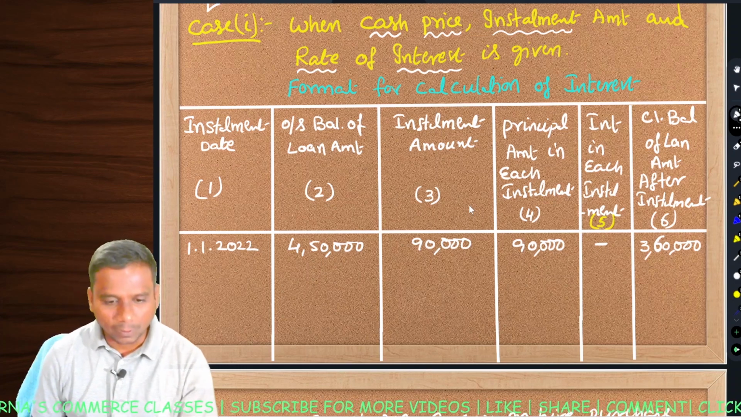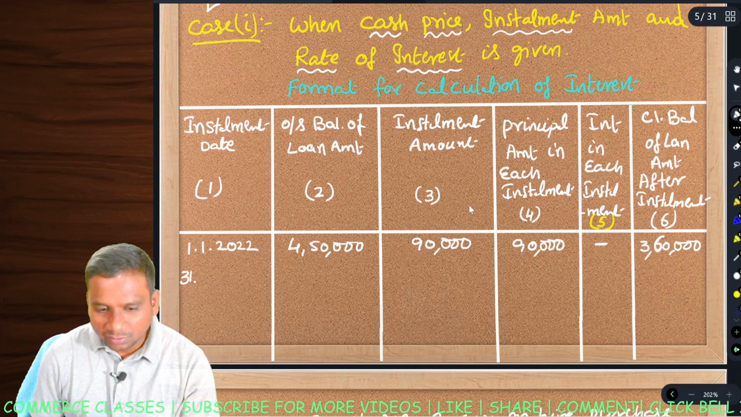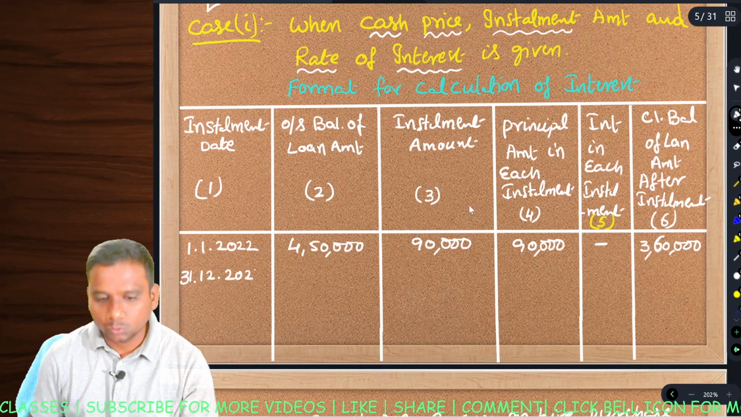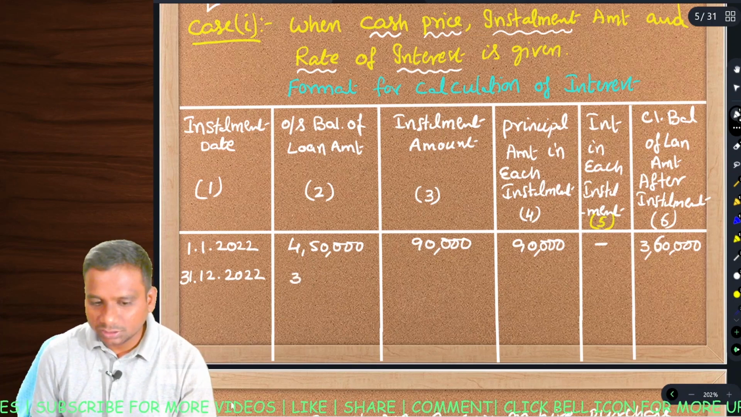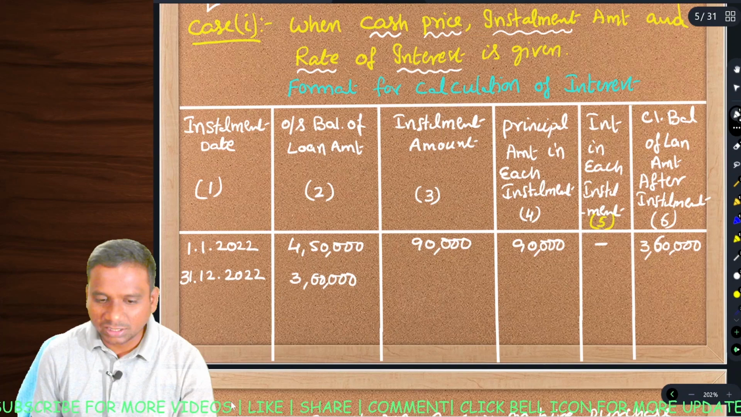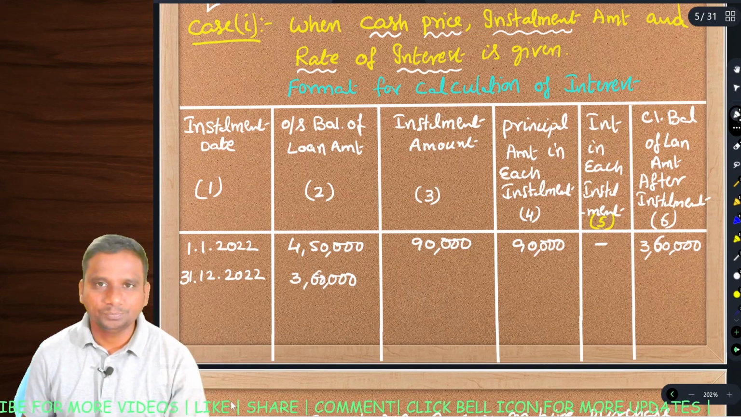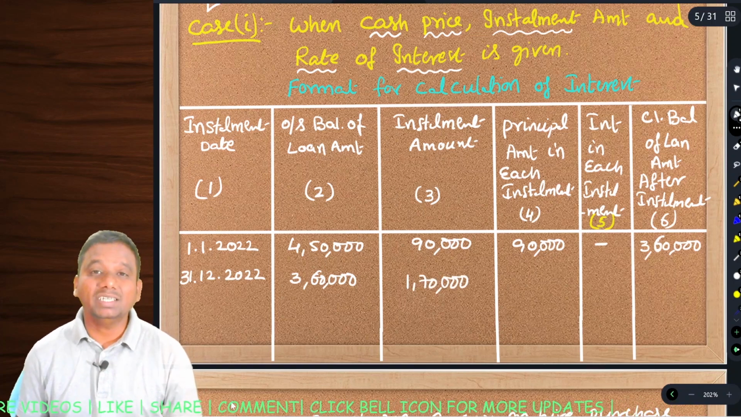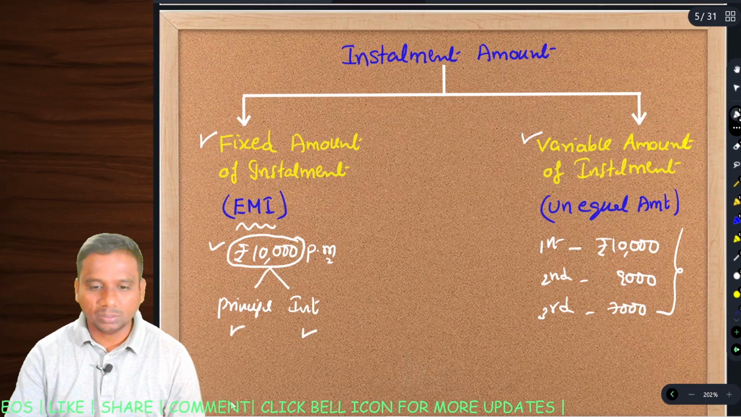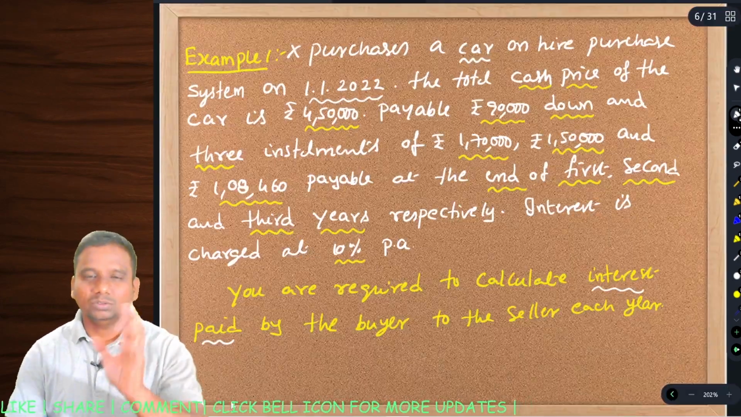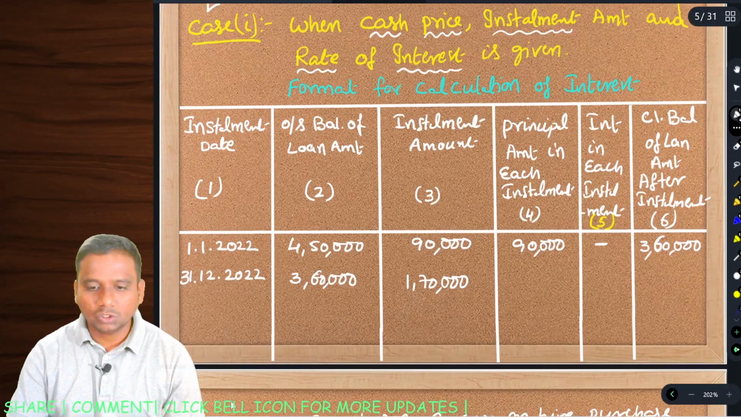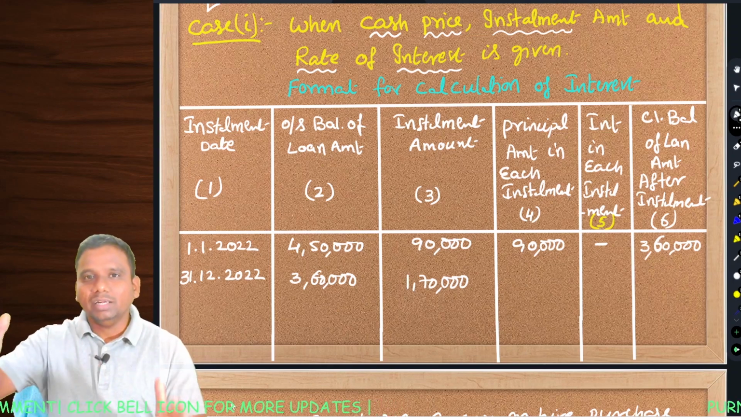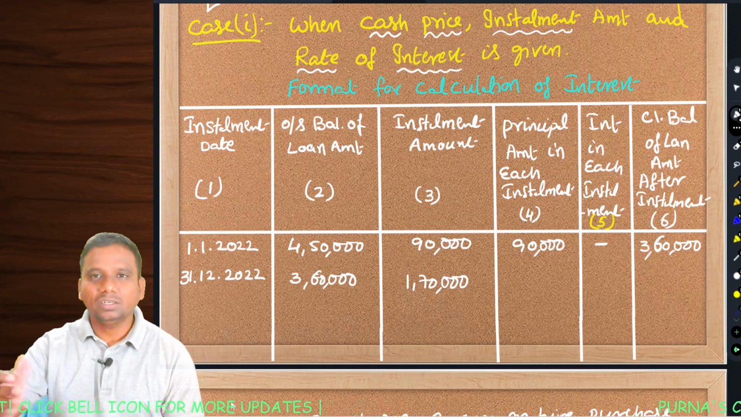Let me check. Yes, 3,60,000. Now, what is the next installment date? These are yearly installments only, so 31/12/2022. Before paying the first installment, what is the amount outstanding? 3,60,000. What is the installment amount? 1,70,000, look at the problem. 1,70,000 is the first installment. Installment means principal amount plus interest amount. Now we should divide this 1,70,000 into principal and interest.